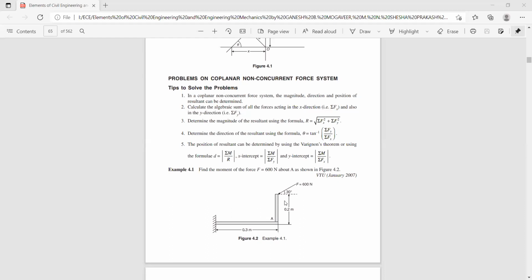Now, this is a case of a simple force wherein you need to find the moment. Here only one force is acting at this point. So first, let us understand how to consider the moment.